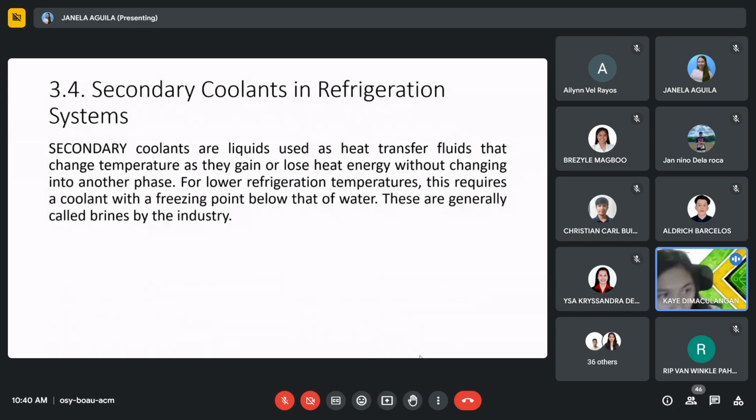Next po natin is the secondary coolants in the refrigeration systems. Secondary coolants are liquids used as heat transfer fluids that change temperature as they gain or lose heat energy without changing into another phase. For lower refrigeration temperature, this requires a coolant with a freezing point below that of water. These are generally called brines in the industry.